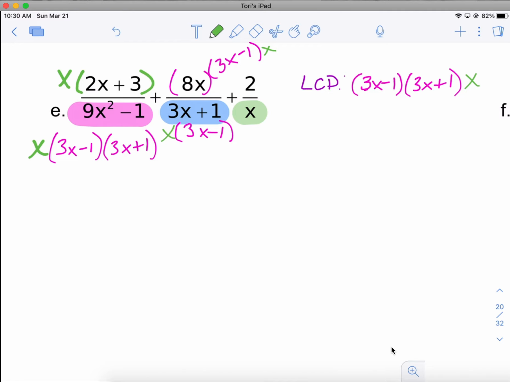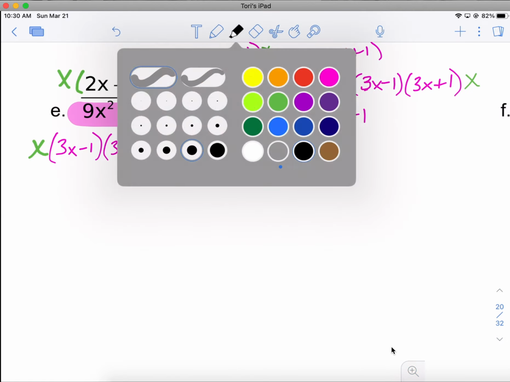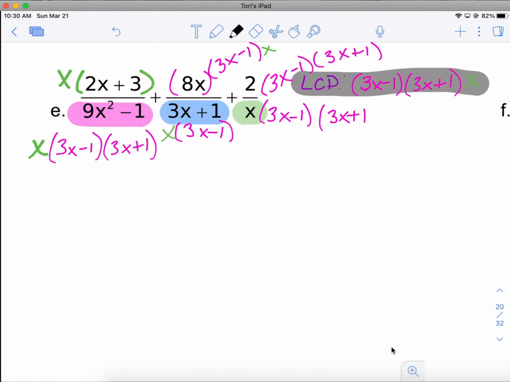All right, finally the green guy on the end. What is he missing? Well, he's missing all of the pink stuff. So if I need to multiply him out, I need to multiply him by a 3x minus 1 and also a 3x plus 1. I need to multiply on the bottom by the same thing, 3x minus 1 and a 3x plus 1. Try to keep this separate, okay? All right, there's a lot going on here.